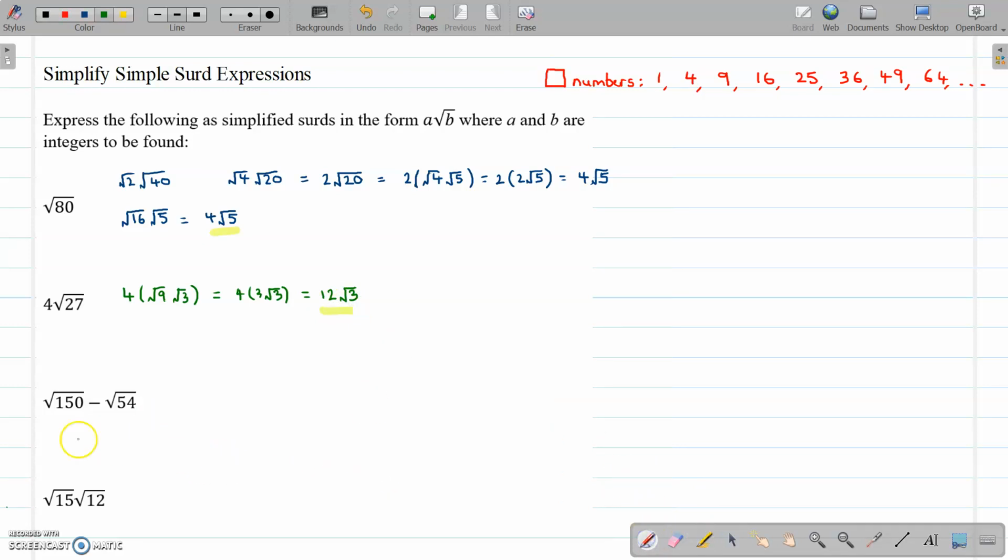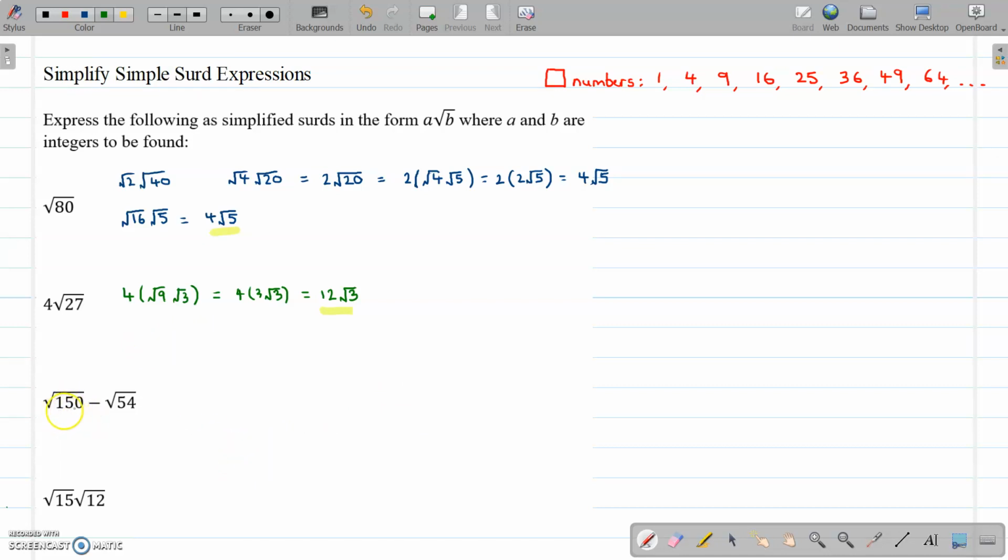Now, be very careful with addition and subtraction. You cannot simply take 54 from 150 to give you 96 and find the root of 96. That is not how you solve these problems. You have to work on each one separately.